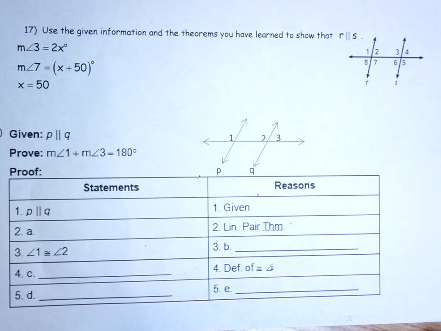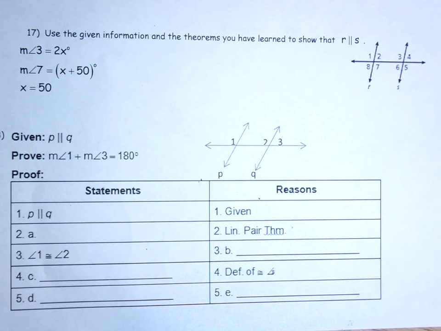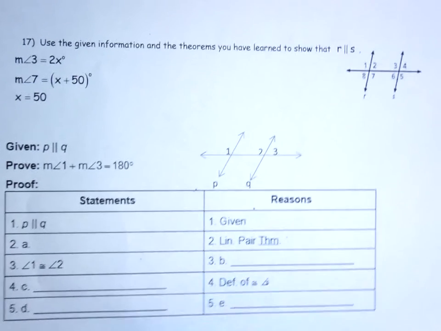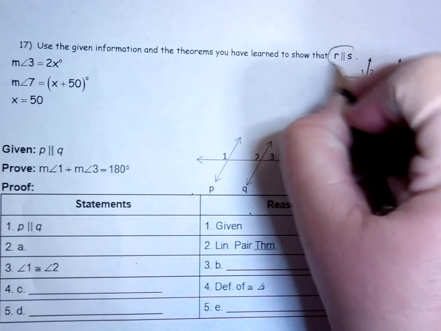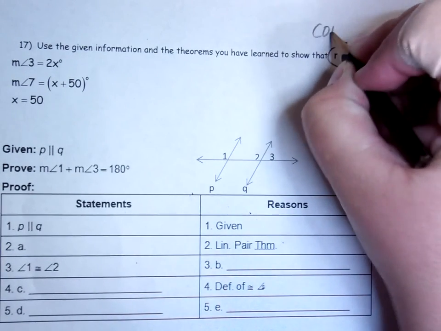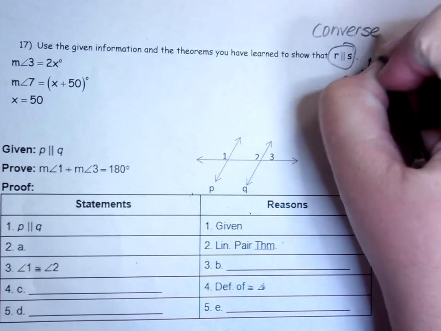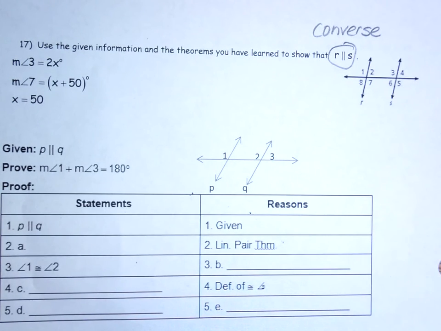Okay, so on number 17 from your review, it says use the given information and the theorems you have learned to show that R is parallel to S. Anytime you're asked to show that things are parallel, you know you're going to use a converse. So we're going to use a converse theorem.